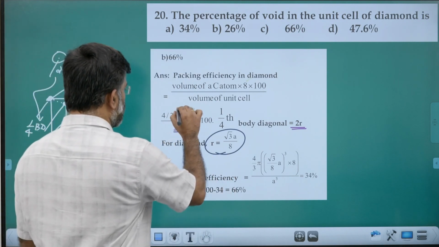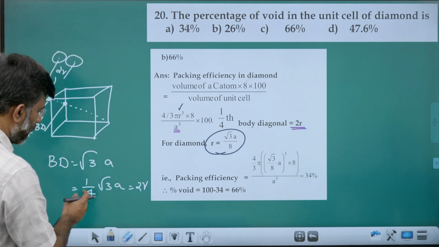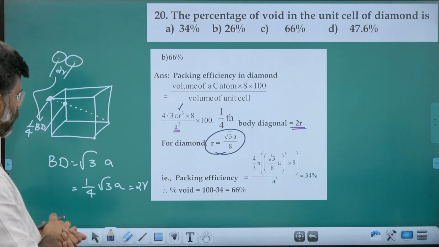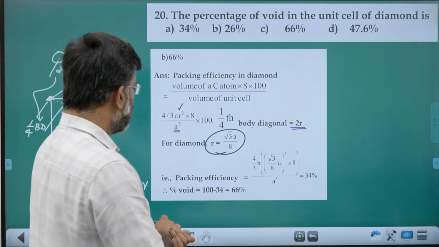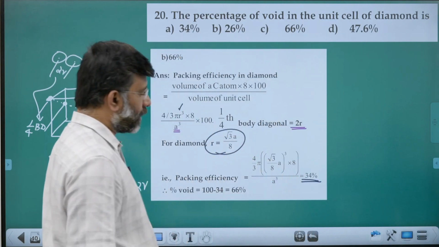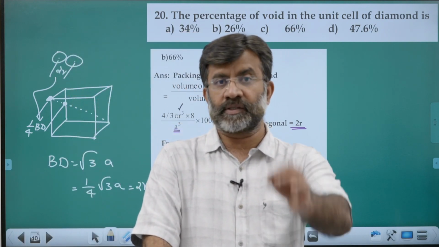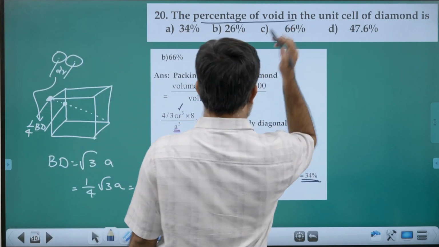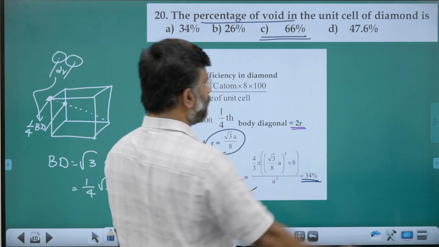Now substitute r here, or you can substitute a. a is equal to 8r by root 3. By substitution, you get the packing efficiency. Packing efficiency of carbon in diamond is 34%. What is asked here is percentage void, so the percentage void will be 66%, option C.